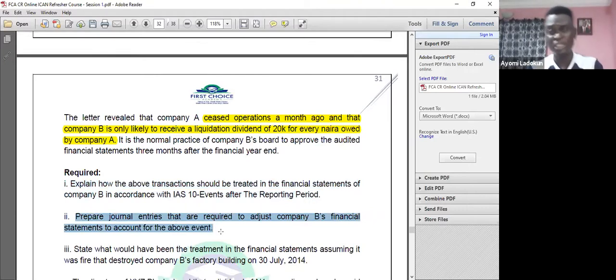Prepare journal entry: debit bad debt, credit receivables, being bad debt written off in respect of company A's indebtedness. That's it. You write the narration.